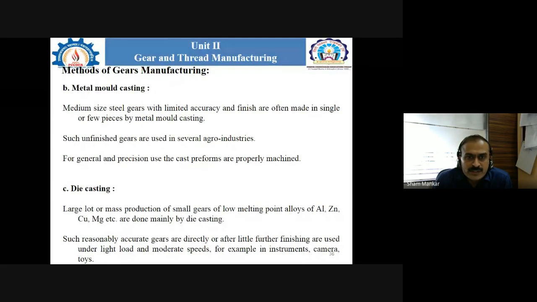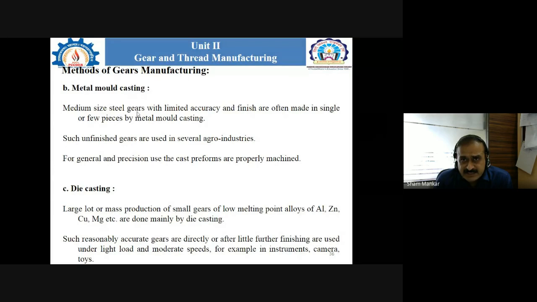So as we know, apart from that, in the casting process, the second process, which is on your screen, B, is the metal mold casting. Taking into consideration the kinds of applications where unfinished gears are required in several different industries, the agro industry is one of them, where we can use this metal mold casting process.